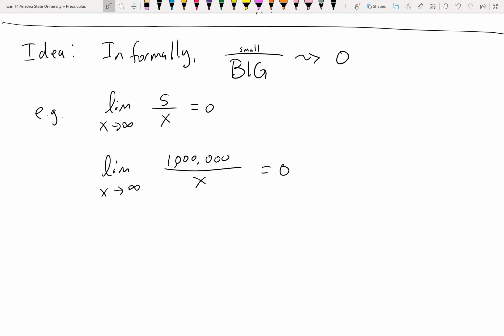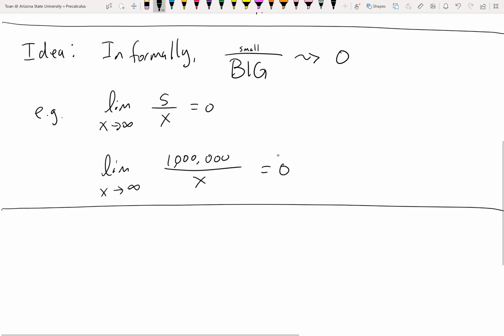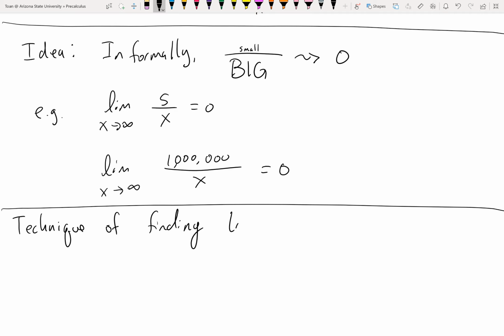So long story short, if you have a fraction and the denominator is getting wickedly bigger than the numerator, it's always going to tend to 0 as x goes to infinity. We're going to exploit that idea to find limits at infinity, because what we're going to do is shrink or rewrite the problem relative to the biggest denominator. And that's the technique of finding limits at infinity.